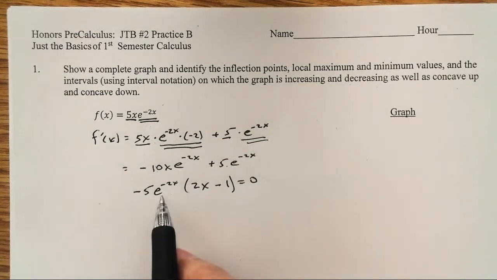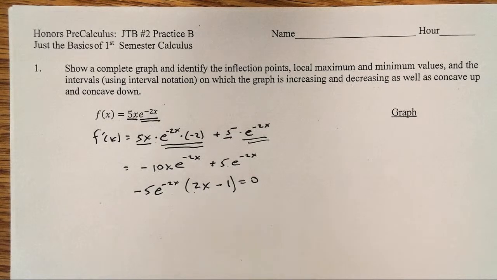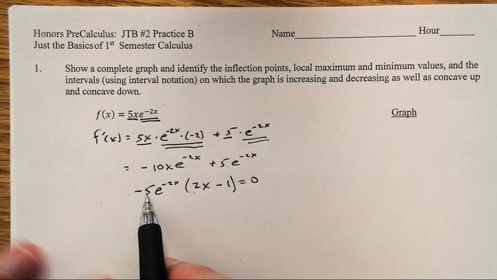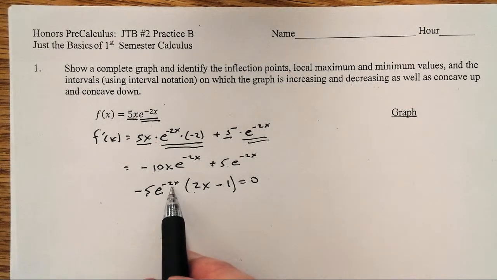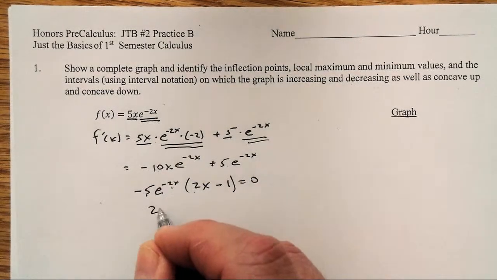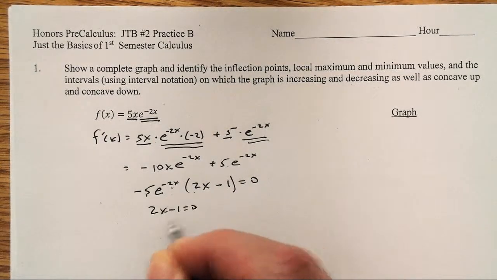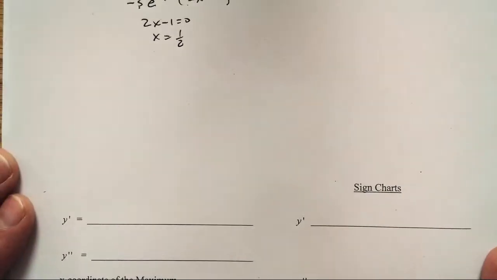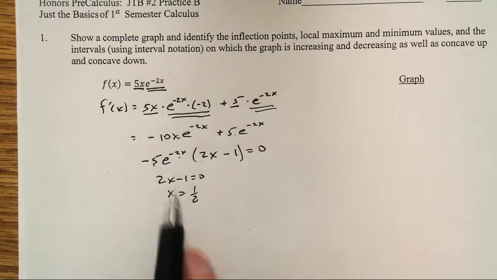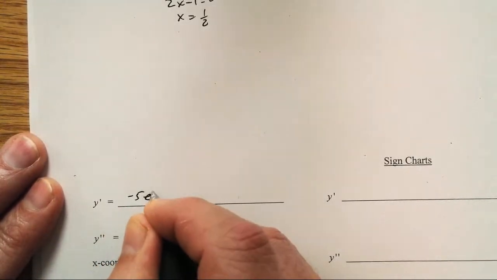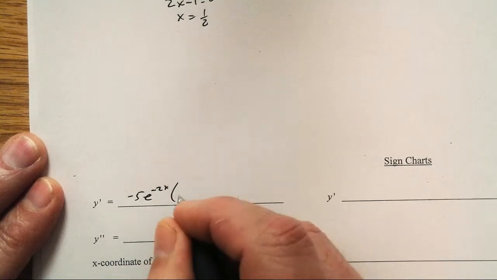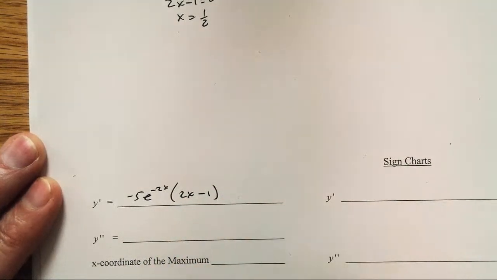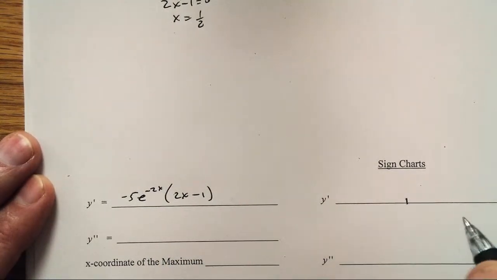So when is a number times a number times a number 0? When either the first number is 0, negative 5 is never 0, e to the is never 0. So when is 2x minus 1 equals 0? When x equals 1/2. So I'm going to write down my y prime as the factored version, and that is equal to 0 at 1/2.